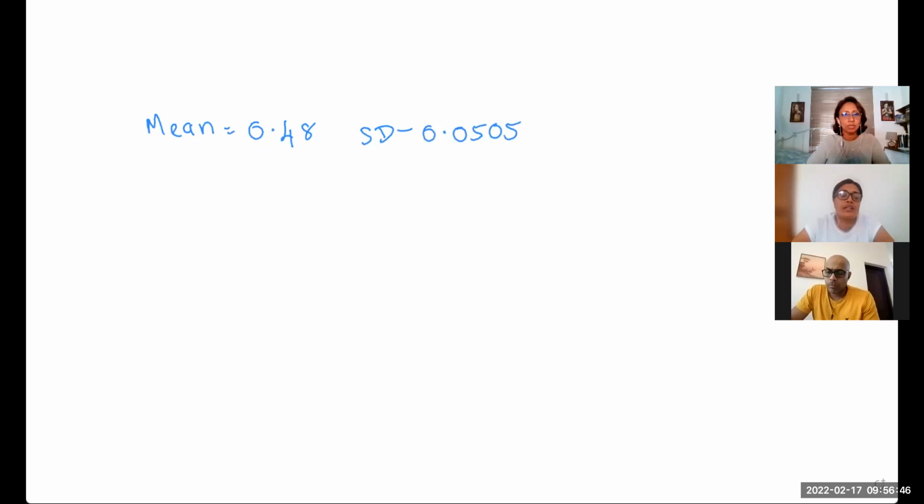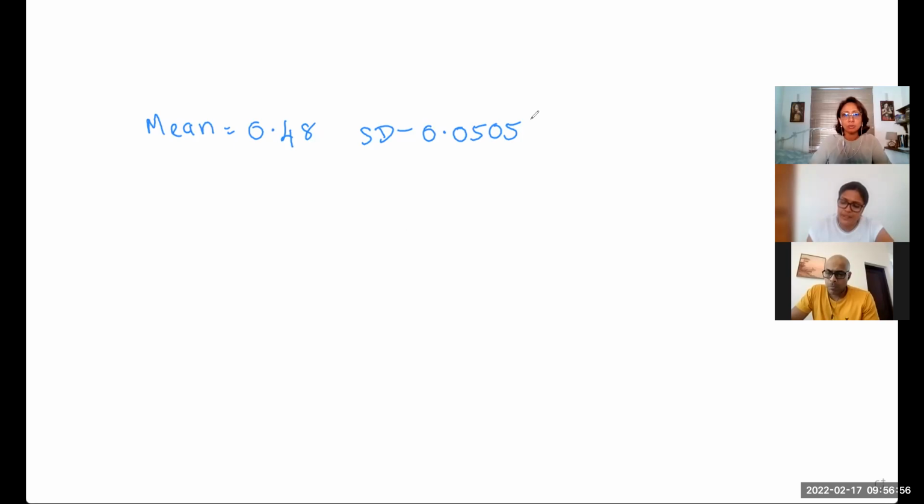Okay, so let's do the second question. Can somebody give me the mean? Mean is 0.48, is it? Was it 0.48? Yes. 0.48. And standard deviation is? 0.0505. Okay, so they want to know which score is closest to the value of 2 standard deviations below the mean.